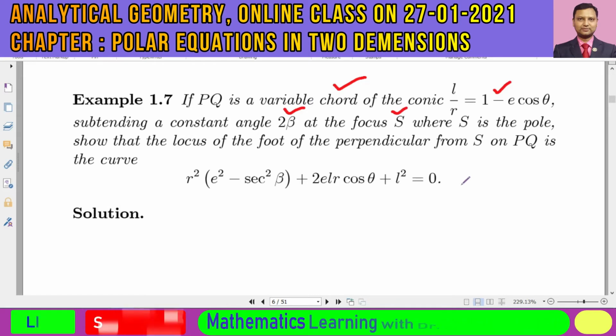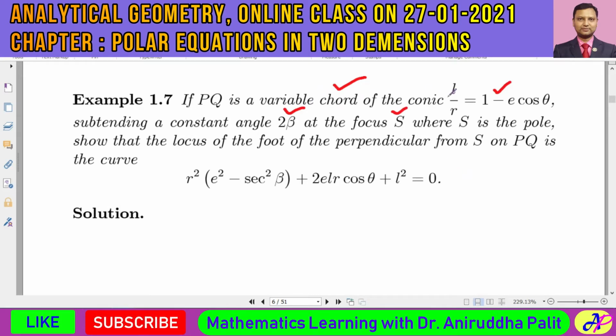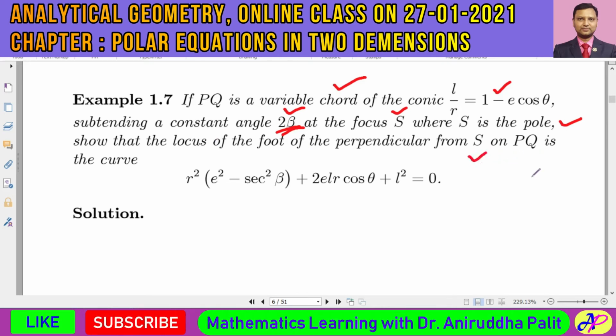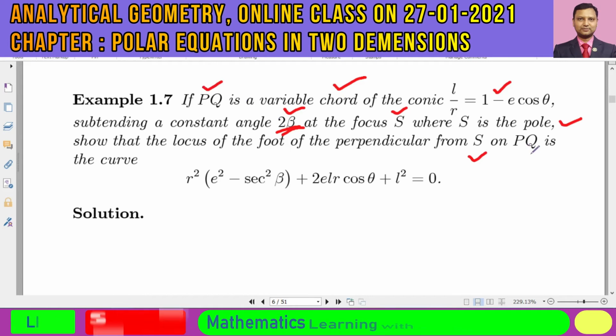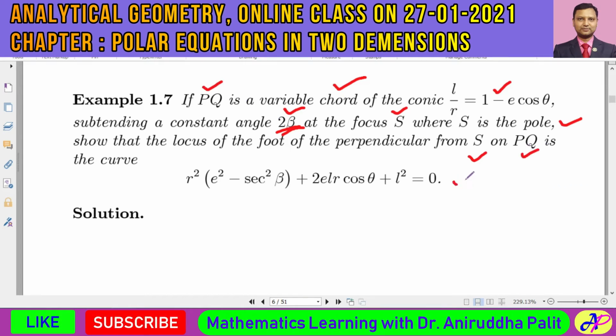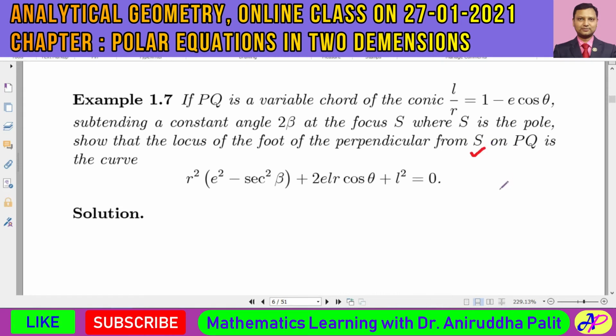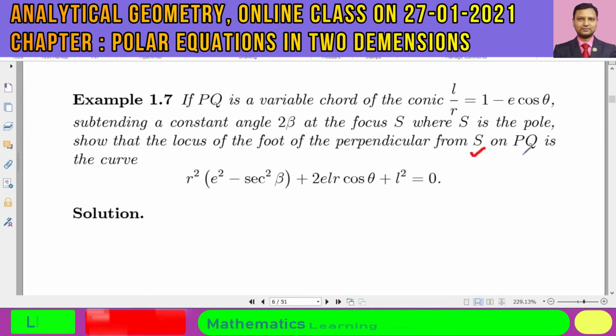What is the meaning of this? That this kind of chord is making an angle 2β at the focus S, where S is the pole, of course. Show that the locus of the foot of the perpendicular from the focus S on this chord PQ is this kind of curve. We have to find out the locus of the foot of the perpendicular drawn from the point S, the pole or the focus, on the chord PQ.